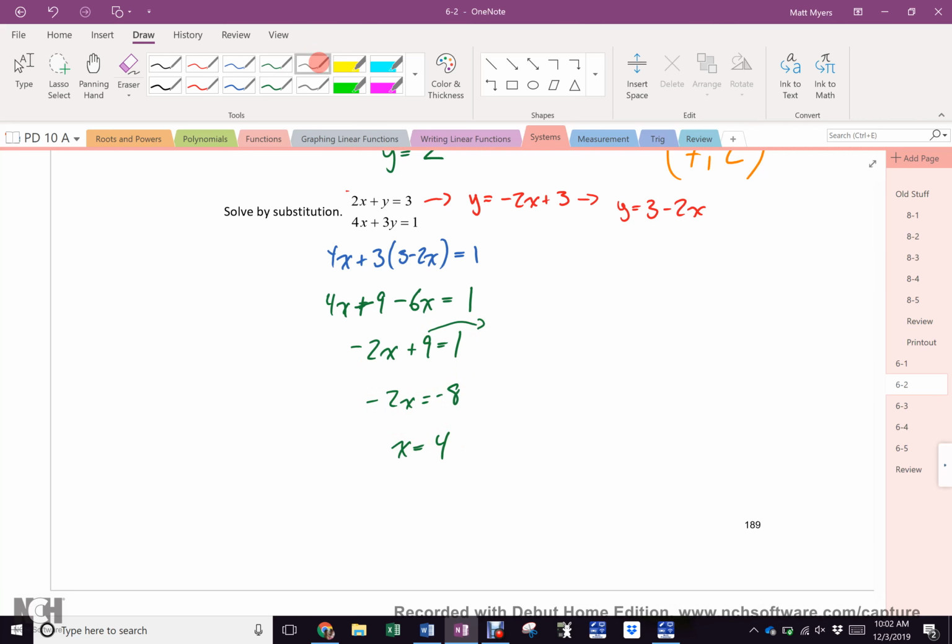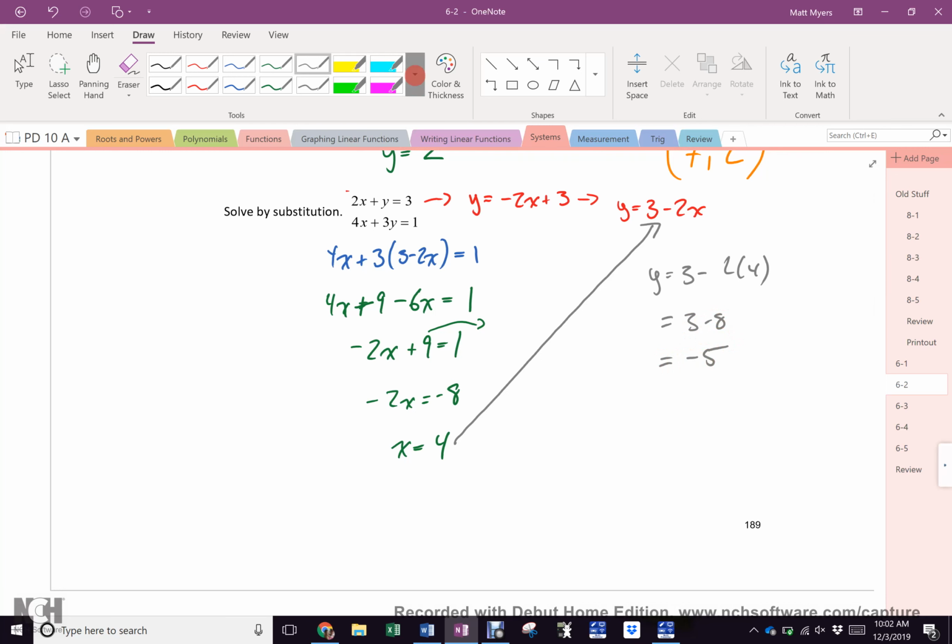And then I go to the gray ink, because I now know what x is. What do I not know? You don't know y. I don't know y, so I go back up here, because this equation says y is this. Y equals 3 minus 2 times 4. 2 times 4, which is? 8. So 3 minus 8 is negative 5.